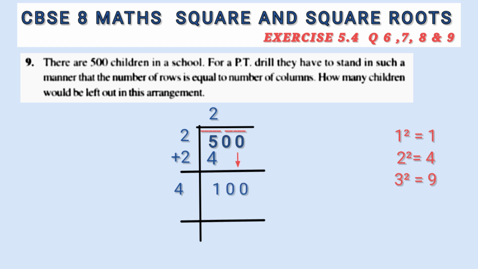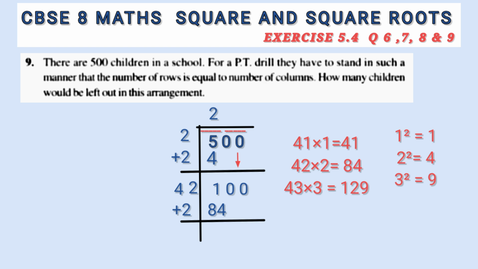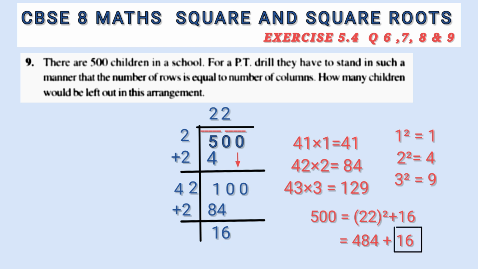For 100 we will write one digit to the right of 4 and multiply it by the same. 41 multiplied by 1 gives 41. 42 into 2 is 84. 43 into 3 is 129. We will use 42 into 2, 84. Our quotient becomes 22 and we have remainder 16. Means 500 equals 22 square plus 16, or 484 plus 16. This tells us 484 children can stand for the PT drill. There will be 22 rows, 22 columns, and 16 children will be left out.